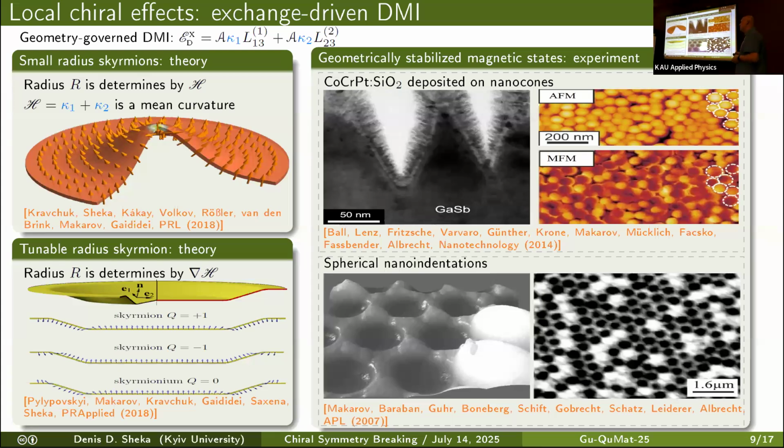Next, I would like to mention one more very interesting effect caused by local chiral effects, caused by the exchange-driven Dzyaloshinskii-Moriya interaction, for the skyrmion texture. So there are two mechanisms of geometry influence on the skyrmion. One is the formation of small radius skyrmions just by the mean curvature. So you see a small radius skyrmion localized at the maximum of the curvature.